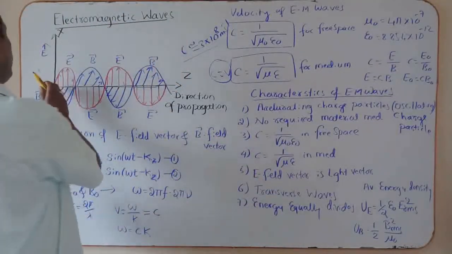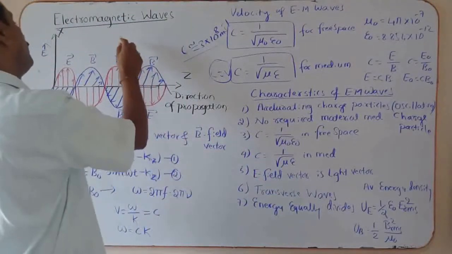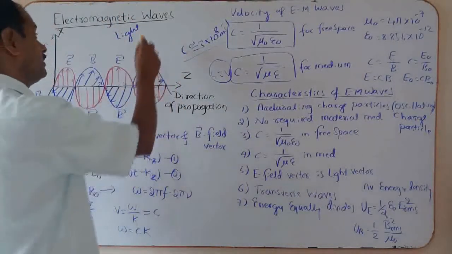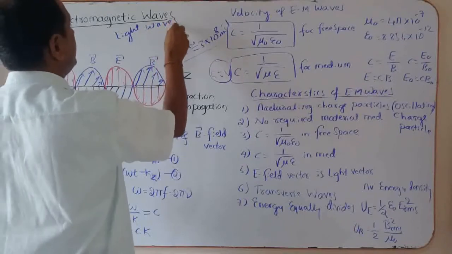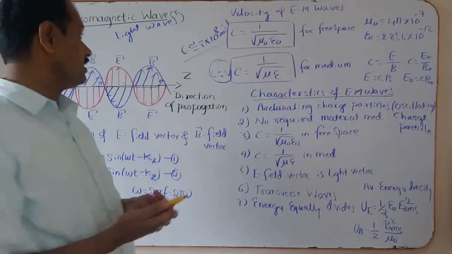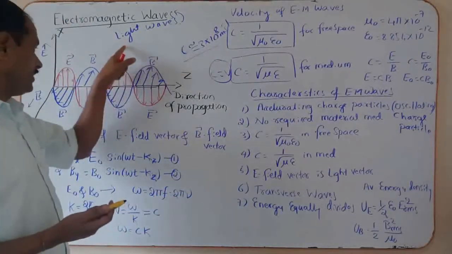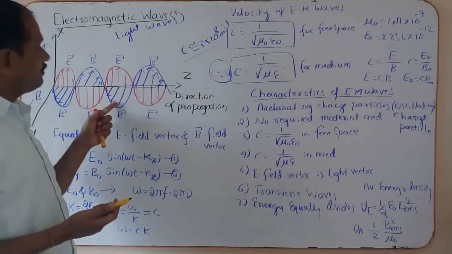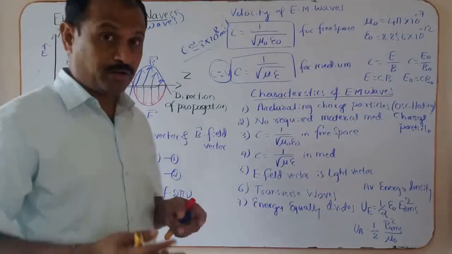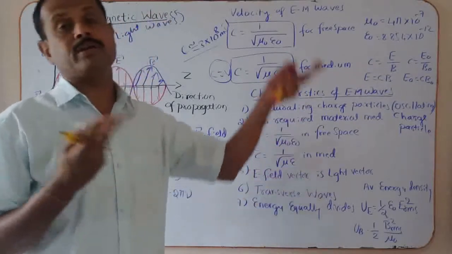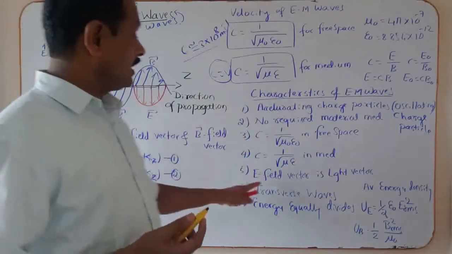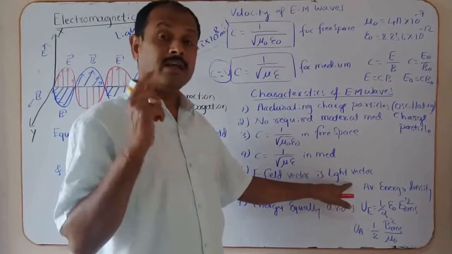Now, light waves are said to be electromagnetic waves. In the polarization chapter, light waves are electromagnetic waves, transverse in nature. In the case of light waves also, the electric field vector and magnetic field vector are perpendicular to each other, varying in a particular plane, and they are also perpendicular to the direction of propagation of the wave. Therefore, in this case, the electric field vector is said to be the light vector.